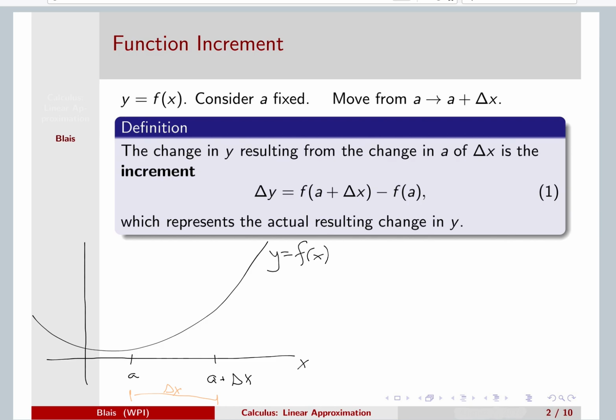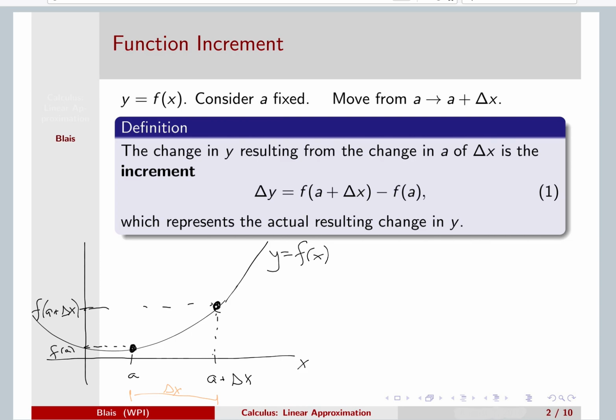And the idea is initially we are here at the point A, f of a. And then after the move, we're at the point A plus delta x, f of a plus delta x. And the issue we will address is by making this step to the right in this picture of size delta x from A, what's the resulting change in y?